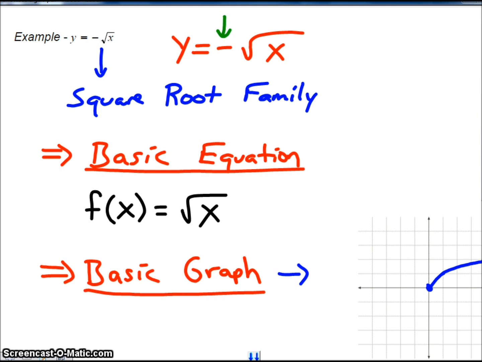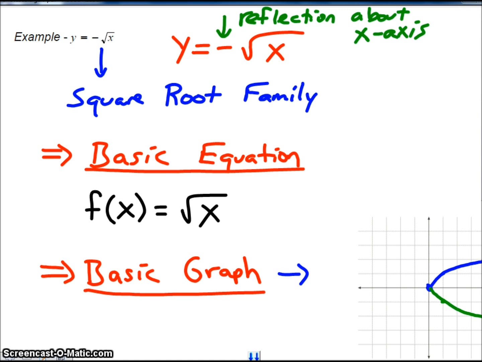So if we take the blue graph that you see there and we rotate it about the x-axis to flip it over, what we will get is the green graph. Right, so this negative sign in front of the square root is a reflection about the x-axis. If we flip it over the x-axis, this is what it looks like, the green graph that you see there.